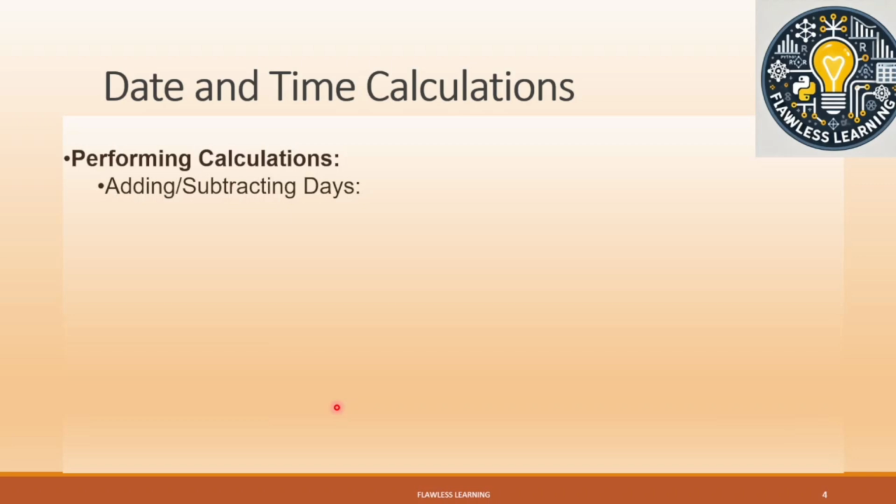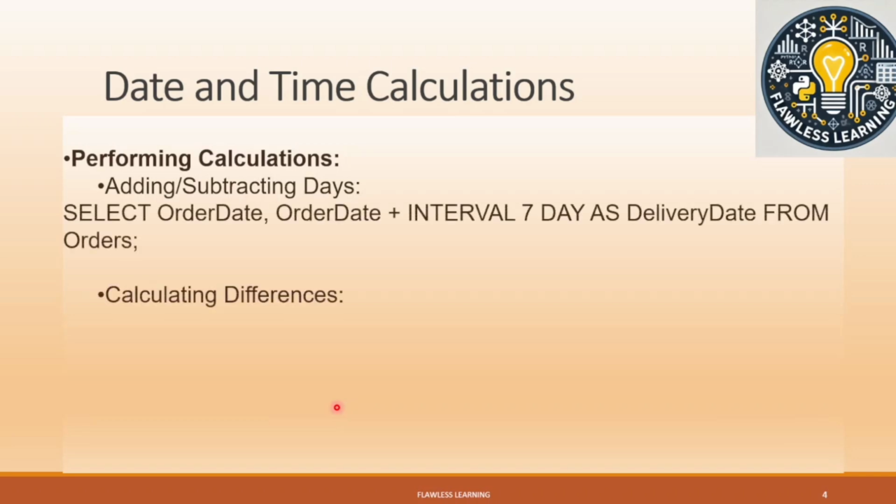Then there is an example: select order date, and order date plus interval 7 days as delivery date. Suppose whenever you order something on Amazon or Flipkart, they say okay, this is the order date, and there is a tracker, right? Order placed on this date, then it shows your order has shipped, then out for delivery, then delivered, this kind of thing, and it gives an estimated date, right?